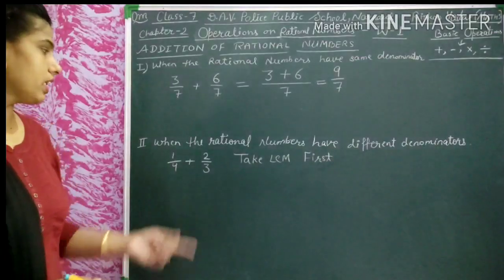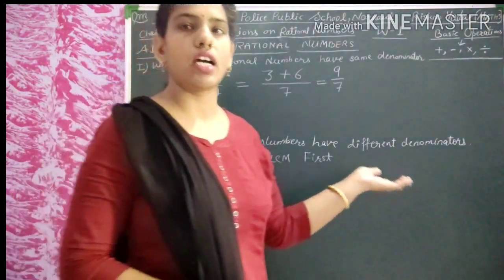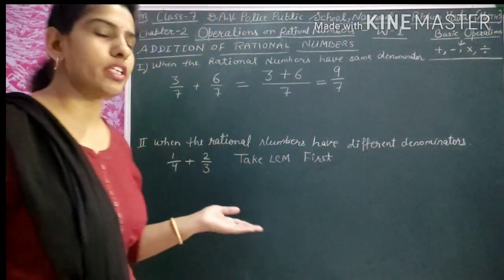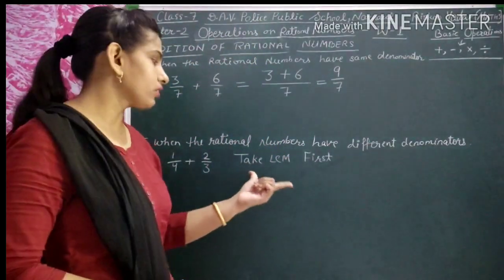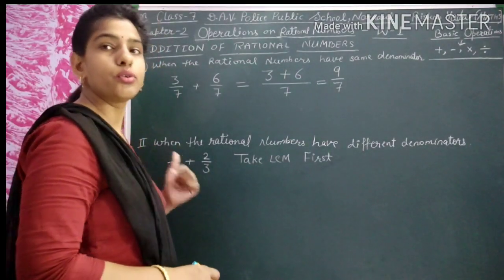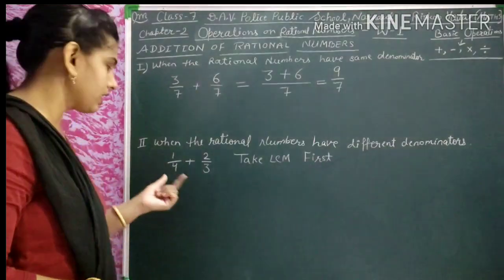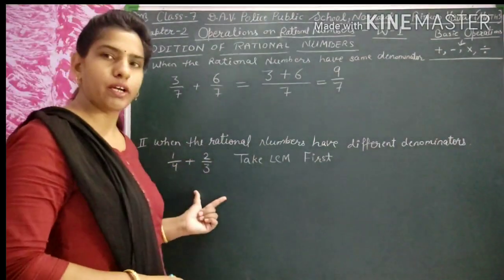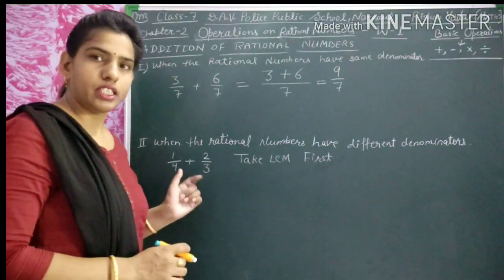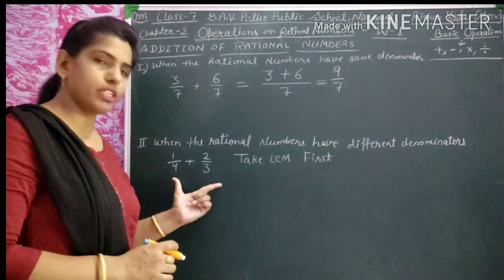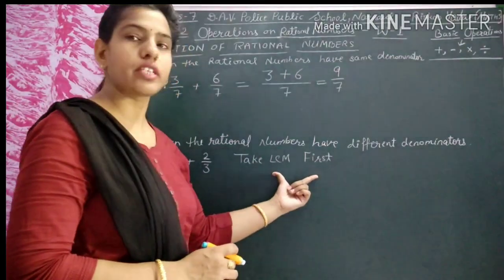Yes students, next is if your denominators are different. If your denominators are different, then how do you calculate the rational number? How do you operate the rational numbers? There is an example here, 1 by 4 plus 2 by 3. Let's take the LCM first. When denominators are different, you will first take the LCM.